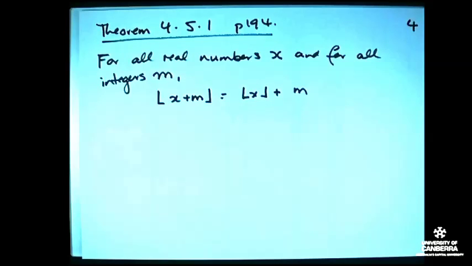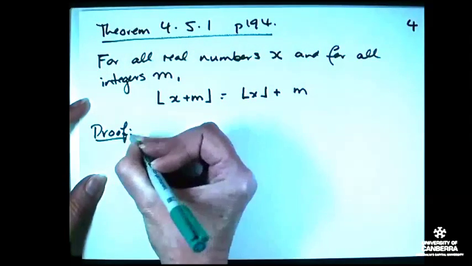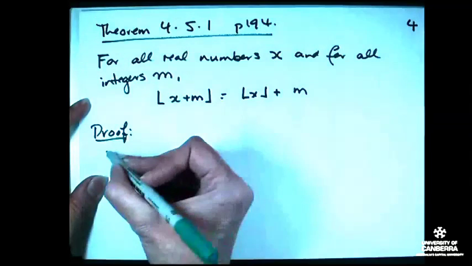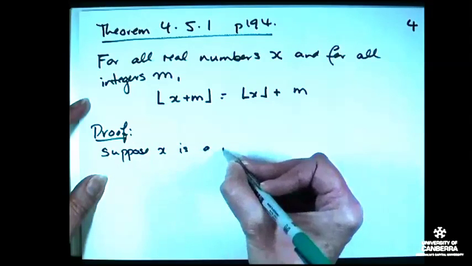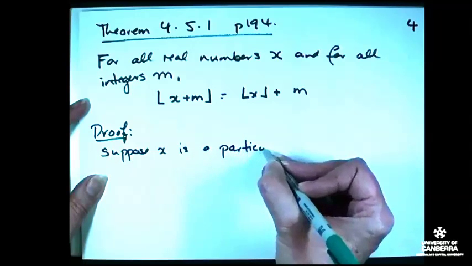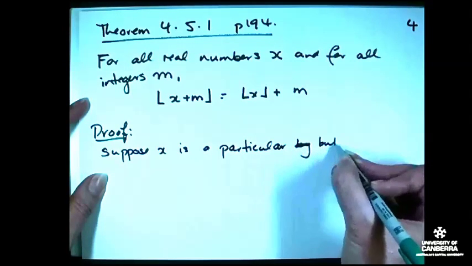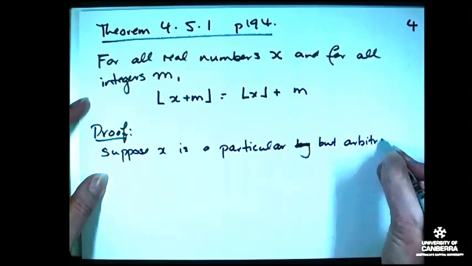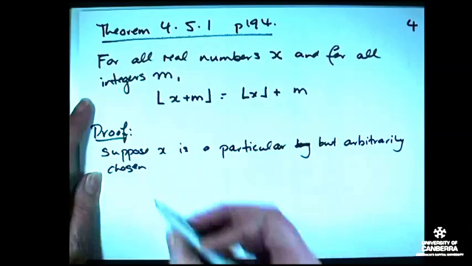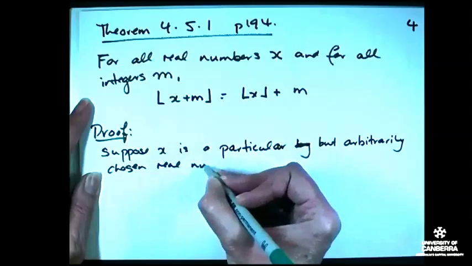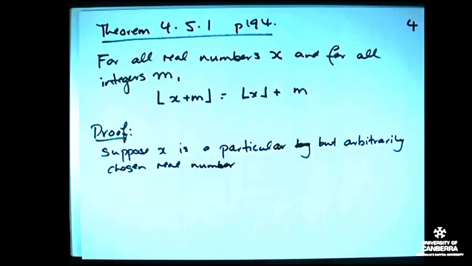So when we're going to prove something, always write proof. And suppose x is a particular but arbitrarily chosen real number. We might get tired of writing this soon. Remember, we could say let x be any real number. That means the same thing.